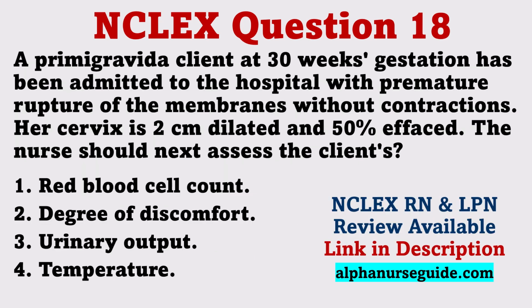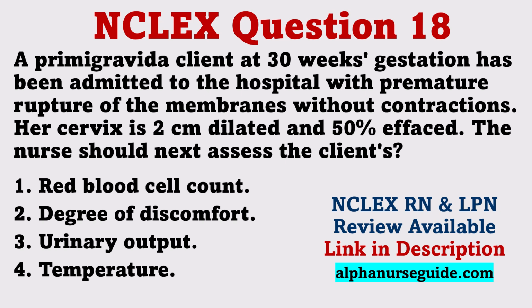A prima gravida client at 30 weeks gestation has been admitted to the hospital with premature rupture of the membranes without contractions. Her cervix is 2 centimeters dilated and 50% effaced. The nurse should next assess the client's: 1. Red blood cell count. 2. Degree of discomfort. 3. Urinary output. 4. Temperature.